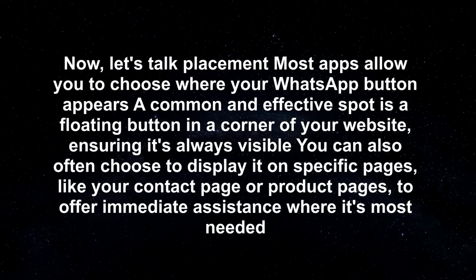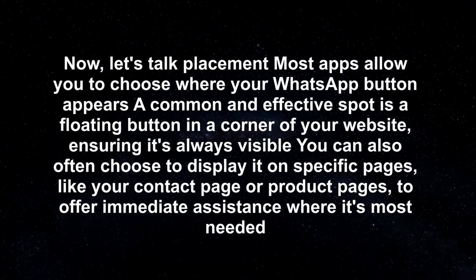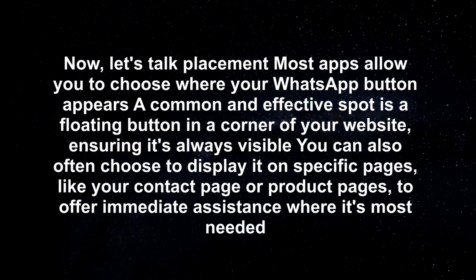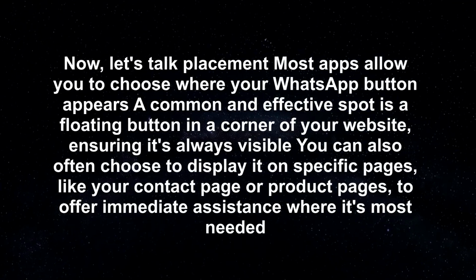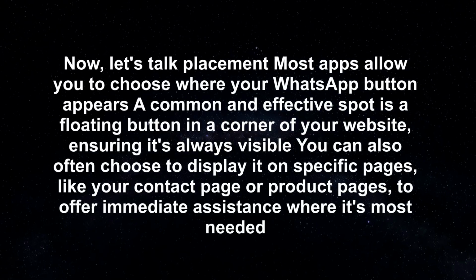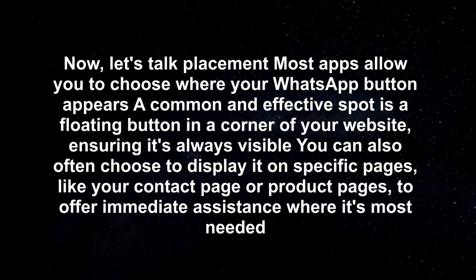Now, let's talk placement. Most apps allow you to choose where your WhatsApp button appears. A common and effective spot is a floating button in a corner of your website, ensuring it's always visible. You can also often choose to display it on specific pages, like your contact page or product pages, to offer immediate assistance where it's most needed.